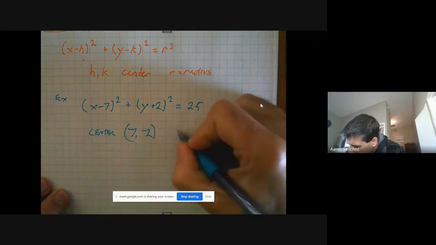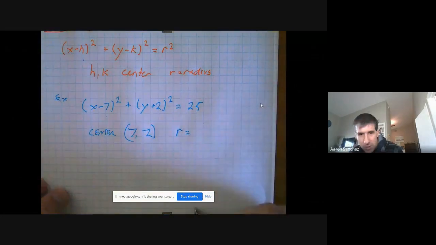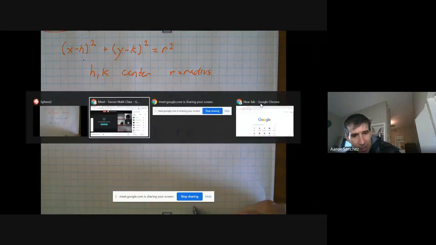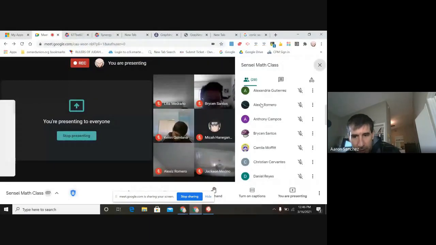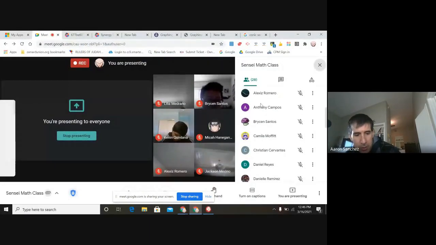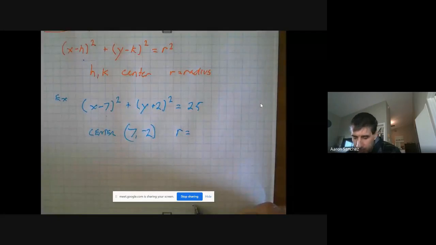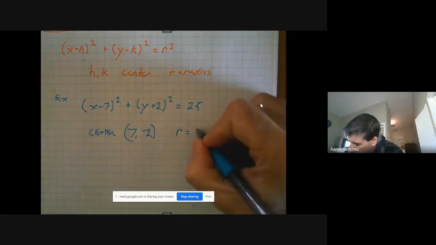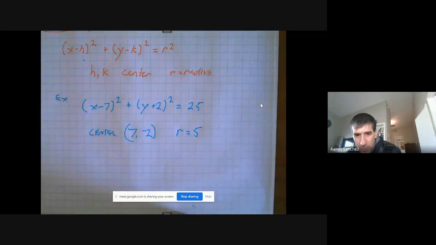And what is the distance of my radius? Here's a hint. How long is my radius? It is not 25. Christian, what do you think? What's the radius? I think 5. Yes, it's going to be 5 because it's the square root of 25.